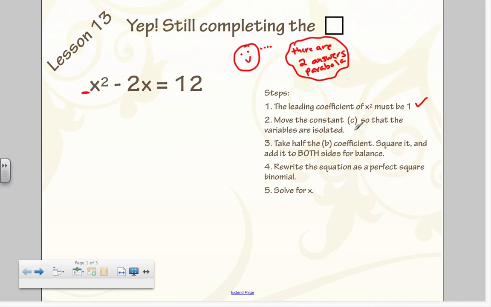Lovely, it is. Move the constant c, put it in the closet as we call it, so that the variables are isolated. It's already done for us. Somebody already moved that 12 to the other side. The original parabola must have been this. But somebody took that 12 and put it in the closet for us, and we'll take it out of the closet later when we need it.